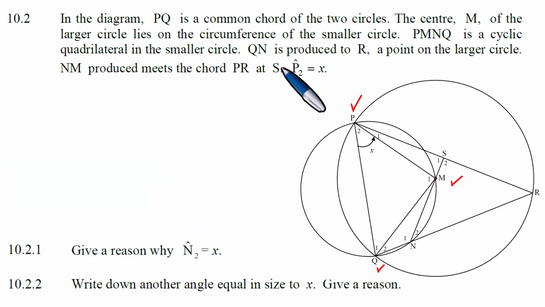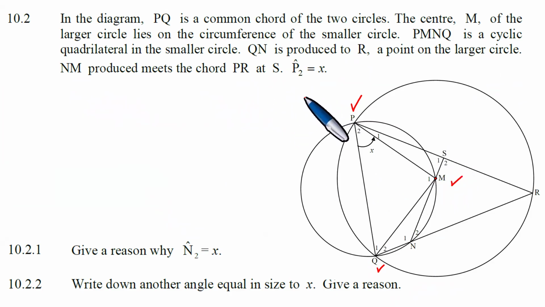Okay, QN is produced to R. Here is Q, and here is N, but it has actually been produced to R, a point on the larger circle. R lies on the larger circle. And MN produced meets the chord PR at S. The point S is clear.